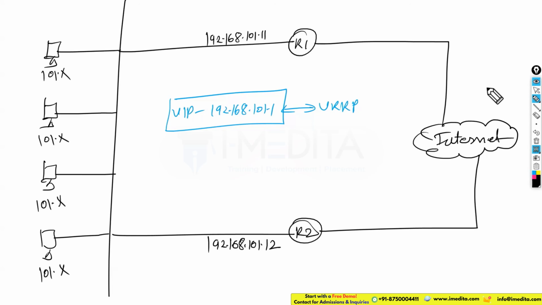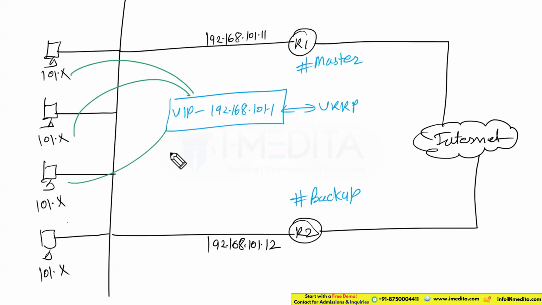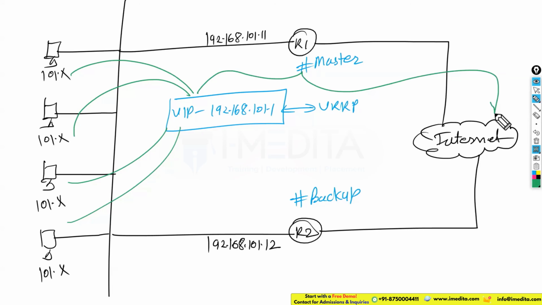Okay. Now in VRRP, one router will be master, another will be backup. LAN will send the packet to the VIP. Then traffic will go to the master, then it will go to the internet.